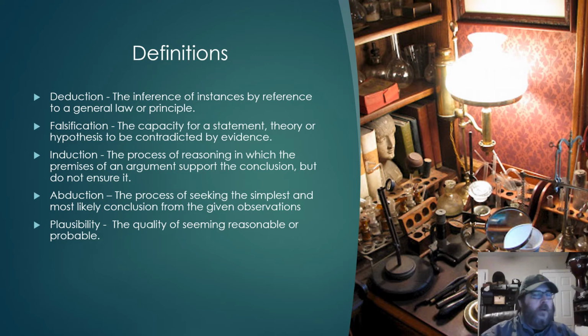And a variation of induction is what we as archaeologists do, which is called abduction, the process of seeking the simplest and most likely conclusion given observation, meaning that we're inferring to the best explanation. We're using the same concept that William Ockham came up with, that if all things are equal, the simplest answer is usually the correct one. What is the most probable, which is the last term we have here? The quality of seeming reasonable and most probable. We're looking at the most probable in what we do in this form of science. And I'll get into that in more depth in the next slides.